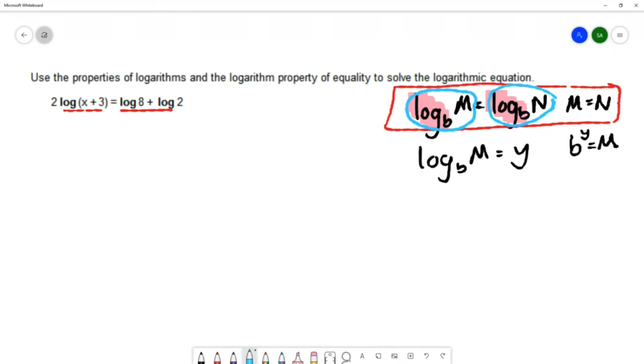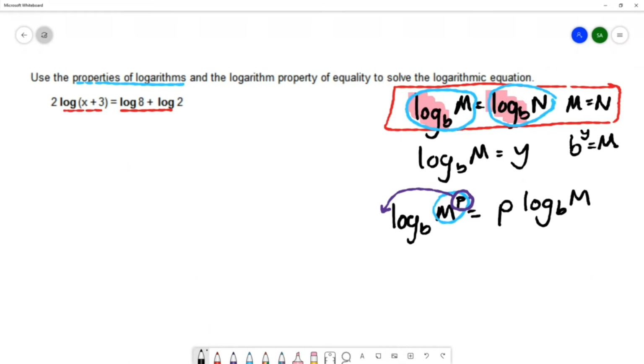So what we're going to do is we're going to use some properties of logarithms. And there's two that we're going to use in this problem. One of them is the power rule for exponents. And the power rule for exponents deals with this situation where you have log base b of m to a power. And anytime you have a power and an exponential expression inside the logarithm, you're allowed to take that exponent, that power, and move it into the coefficient. So you can write this as that power times log base b of m.